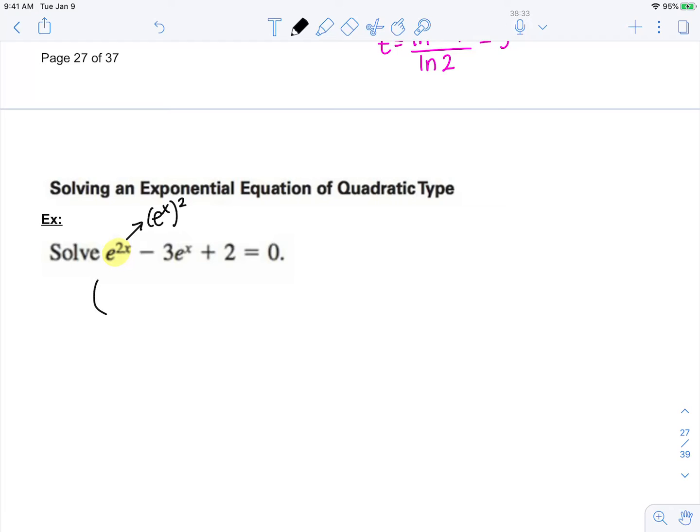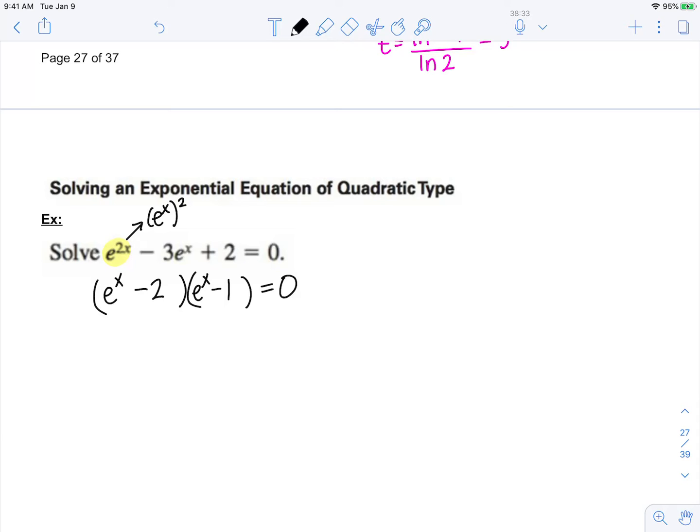So that means we need to solve this by factoring. So my first two terms, if I guess and check, e to the x times e to the x makes e to the x squared. And then what multiplies to make positive 2 can be negative 2 and negative 1 if I want my inner and outer smiley faces to make negative 3 e to the x.